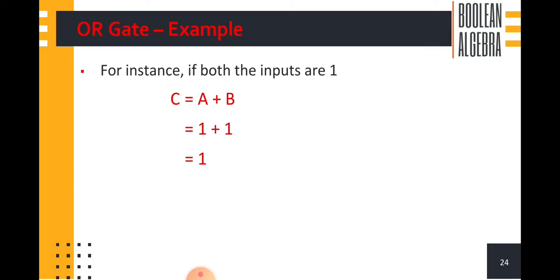Now you can see an example. For instance, if both the inputs are 1, C equals A plus B. So we substitute the values for A and B. The value of A is 1 as well as the value of B is also 1. So 1 plus 1, what do we get? The answer is also 1. That is, we are passing input A as 1, that is true, and variable B is also 1. Both the values are true, so the output is also true. For that we get the value 1.